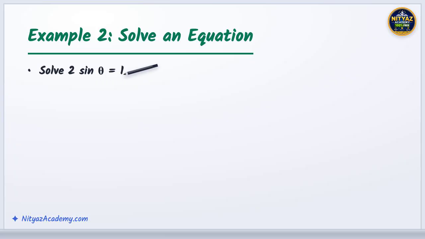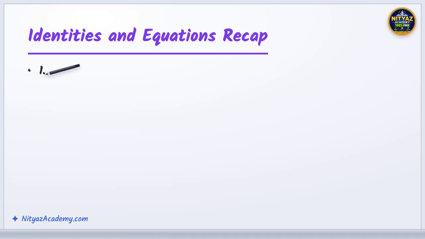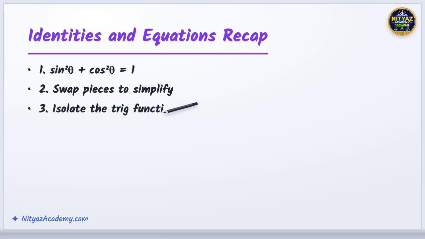Now solve 2 sine theta equals 1 for theta from 0 up to 360 degrees. Divide by 2 to get sine theta equals 1/2. Sine is 1/2 at 30 degrees in the first quadrant, but sine is also positive in the second quadrant, giving 150 degrees. So both 30 and 150 degrees are solutions. Always check every quadrant.